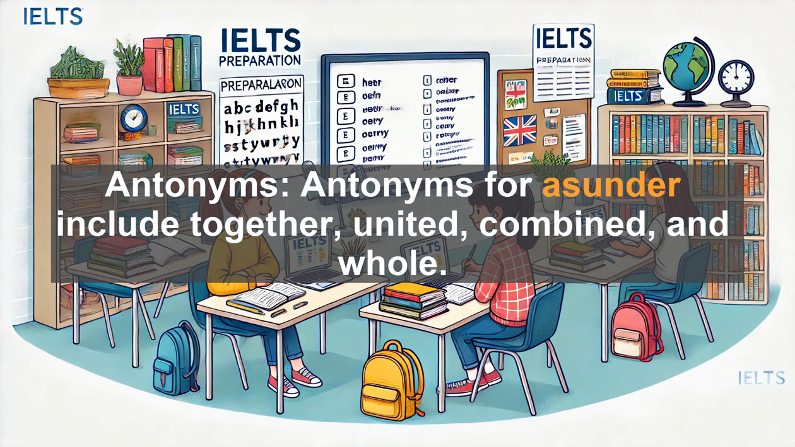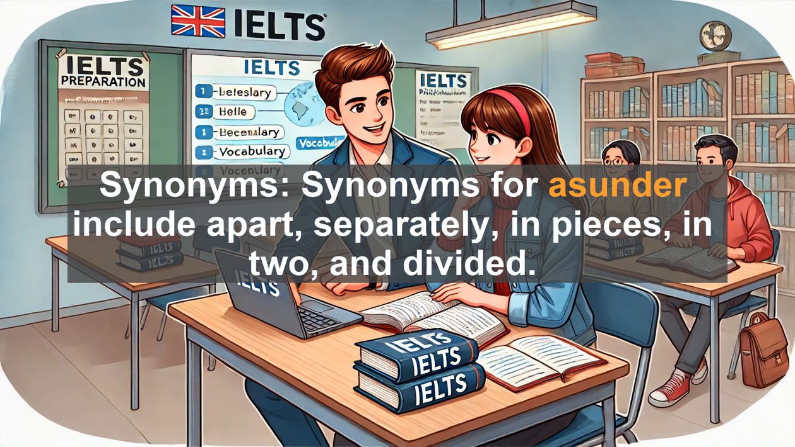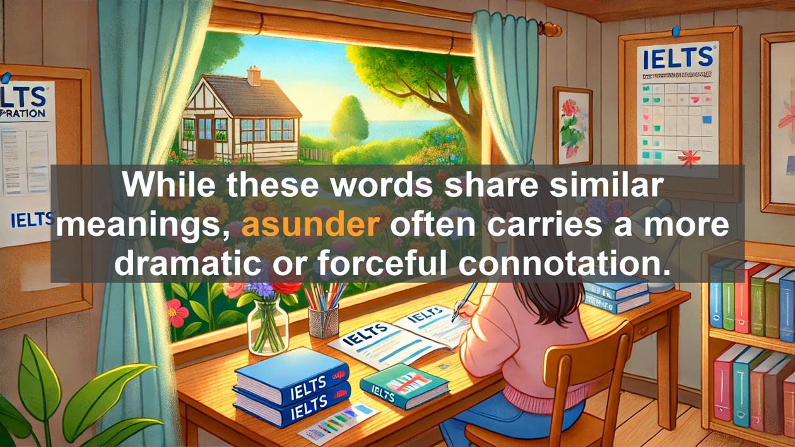Antonyms. Antonyms for asunder include together, united, combined, and whole. These words represent the opposite state of what asunder describes, emphasizing unity rather than division. Synonyms. Synonyms for asunder include apart, separately, in pieces, into, and divided. While these words share similar meanings, asunder often carries a more dramatic or forceful connotation.